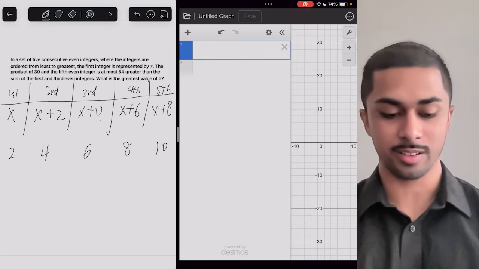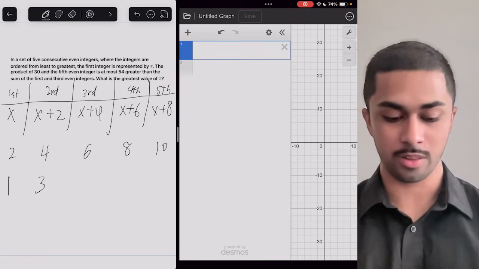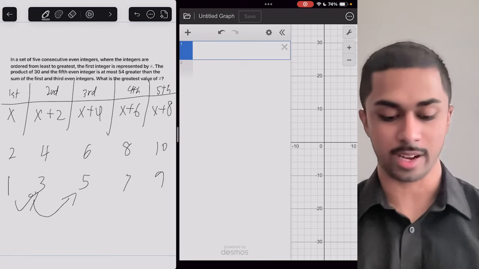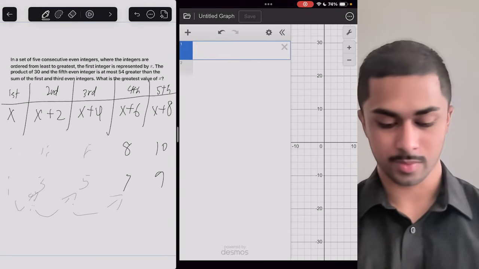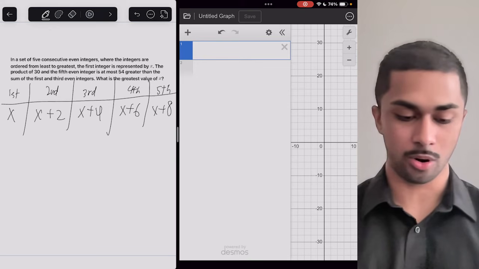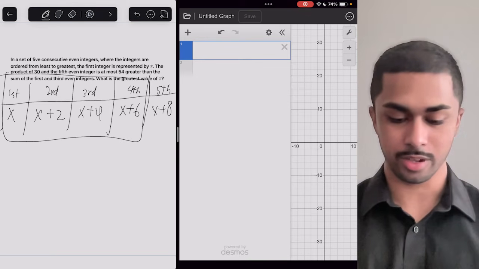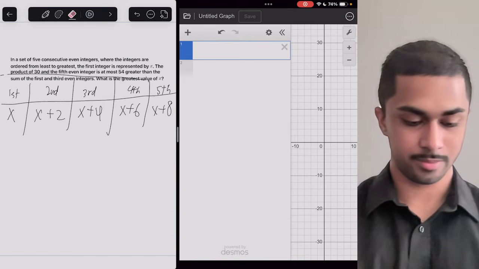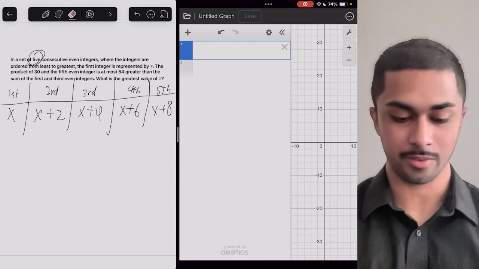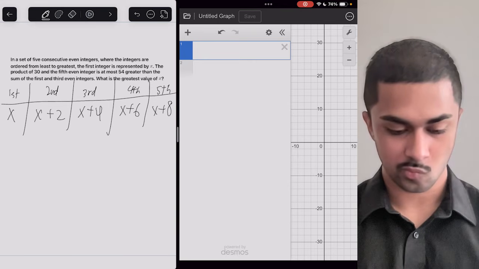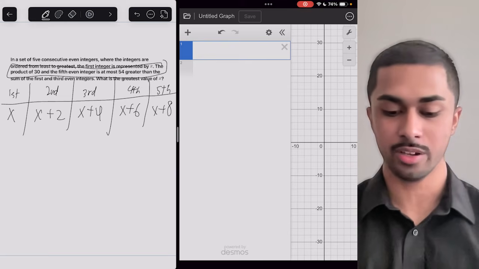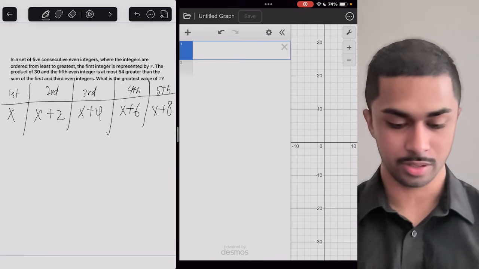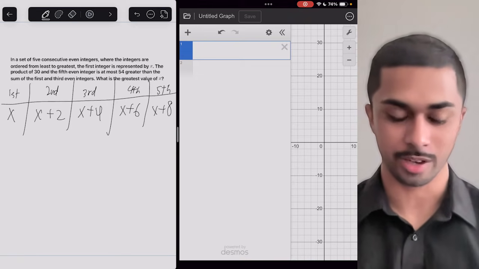Same thing if the integers are odd. So 1, 3, 5, 7, and 9. It's still x plus 2, x plus 4, x plus 6, all the way down. Now, if there are only 4 integers, then only write 4 of them. But in this case, it says 5. What you want to do for this question is it's always going to ask you to create an equation using these integers. And it's always going to be an inequality. So it's not going to be an equation.